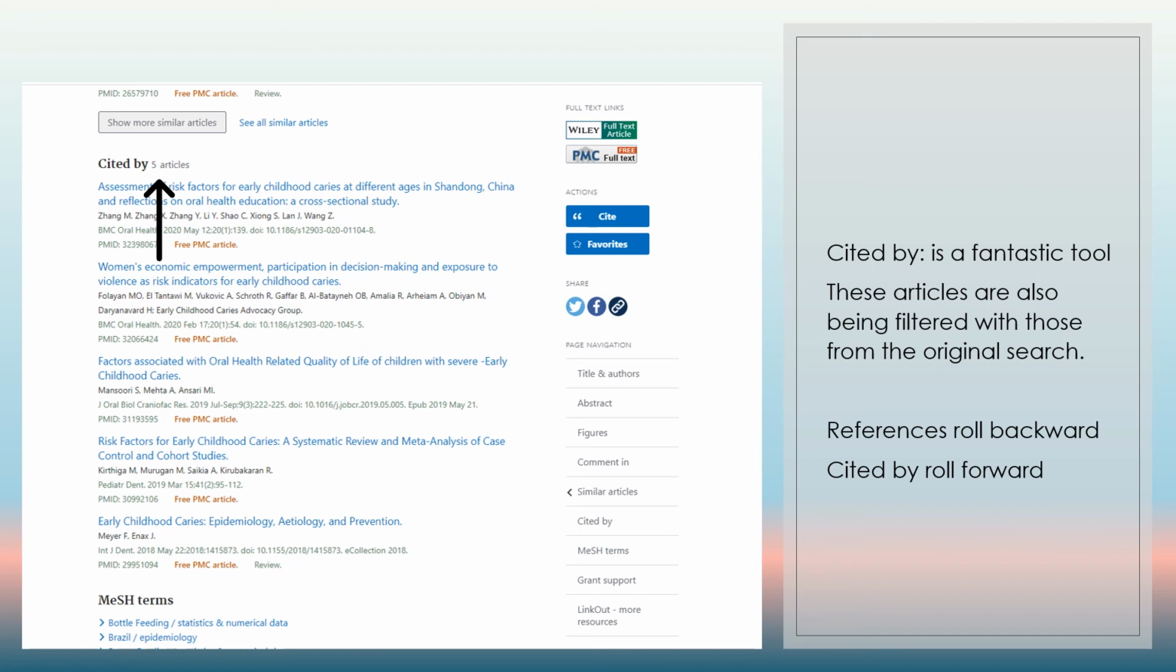But you can see that each one of these says free PMC article, which I just love about PubMed. If it was important to me that it was free before, it is still important to me that it's free, and they get that.